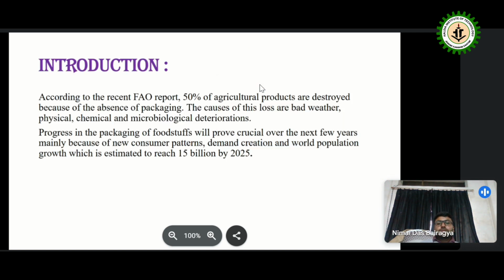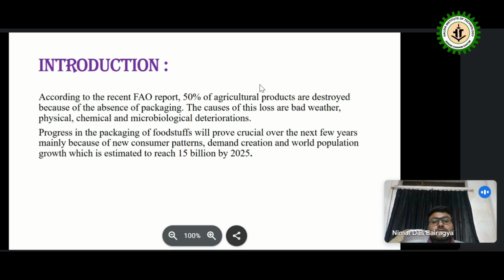So, what is the need of modified atmosphere packaging? Actually, according to a recent report, about 50% of agricultural products are destroyed due to bad packaging, or due to low quality of preservation method, or microbial attack, or chemical or environmental impact. 50% of agricultural fresh products are destroyed yearly.